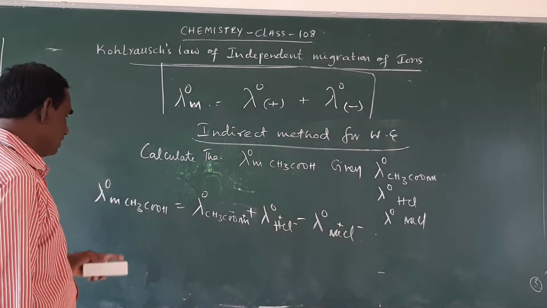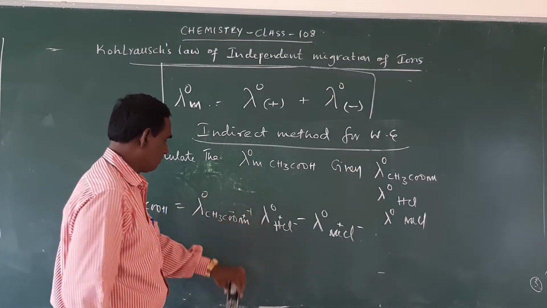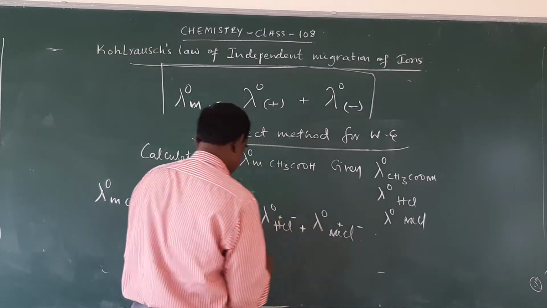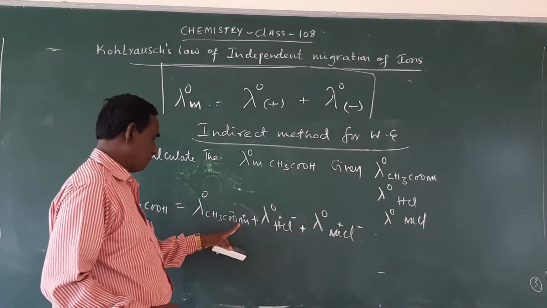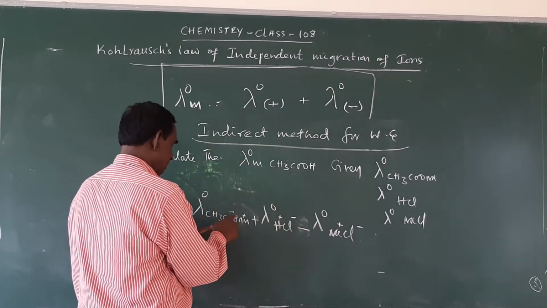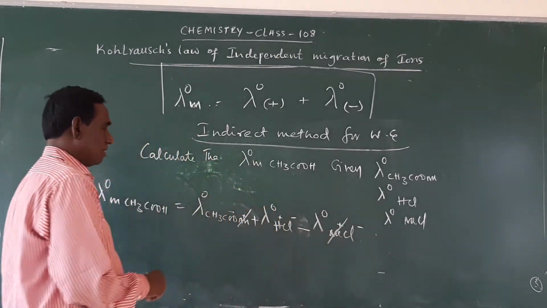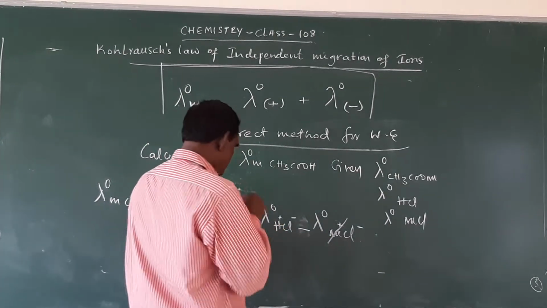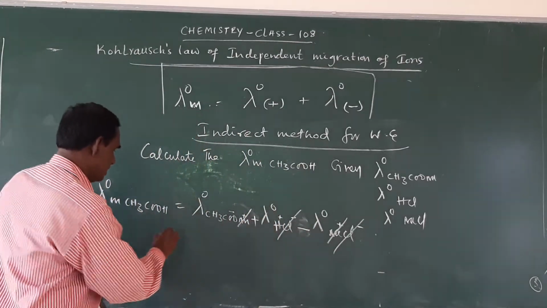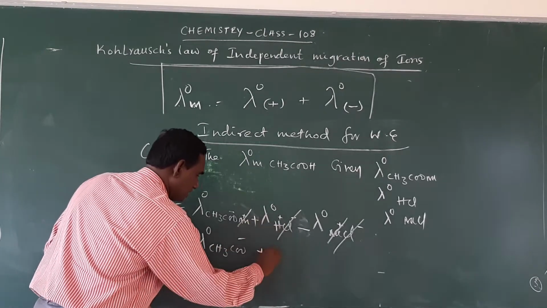We know that this is lambda naught of CH3COO minus plus Na plus, and here it is Cl minus, this is plus. So therefore this is Na plus, sorry, this is minus actually. So this is plus Na plus, minus Na plus, cancel this. And then here plus Cl minus, minus Cl minus, cancel. Remaining is lambda naught of CH3COO minus plus lambda naught of H plus.